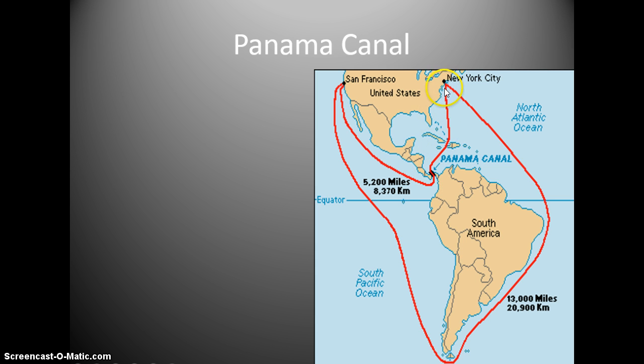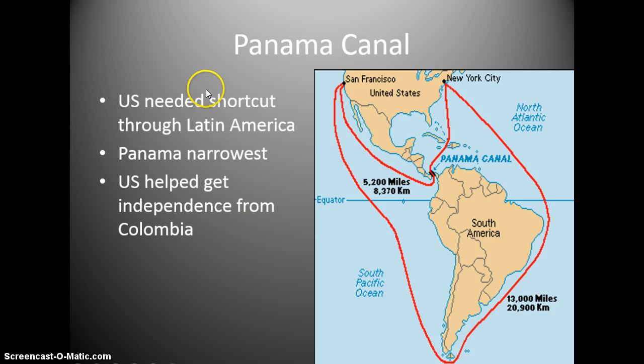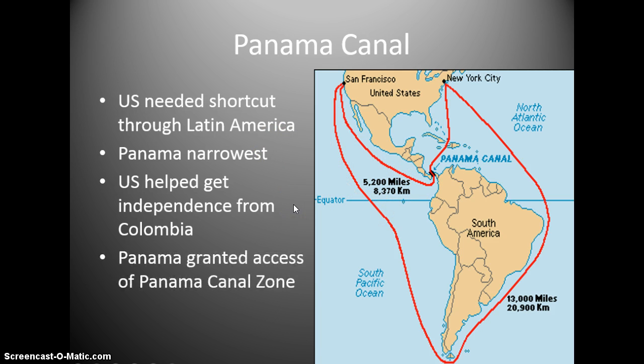that would allow us to connect the Atlantic and the Pacific Oceans. Because before, what we had to do was go all the way around South America. With the building of the Panama Canal, now we're able to go a lot quicker. So this is good for both business and military strategy. The United States needed a shortcut through Latin America. Panama's the narrowest. We helped them get independence from Colombia, and Panama also granted access to the Panama Canal Zone.